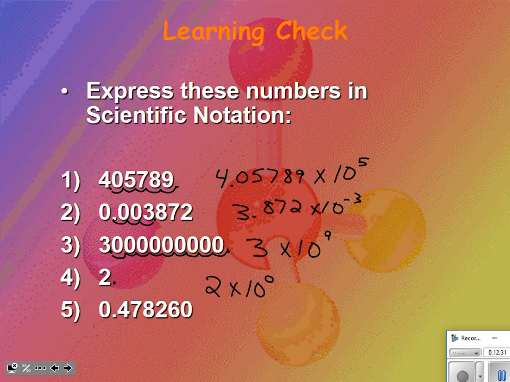Finally, the last one. It's going to give me 4.78260 times 10 to the negative 1. I jumped it 1 spot to the right. It was less than 1, so it's a negative value. Okay? That's all scientific notation is, folks.